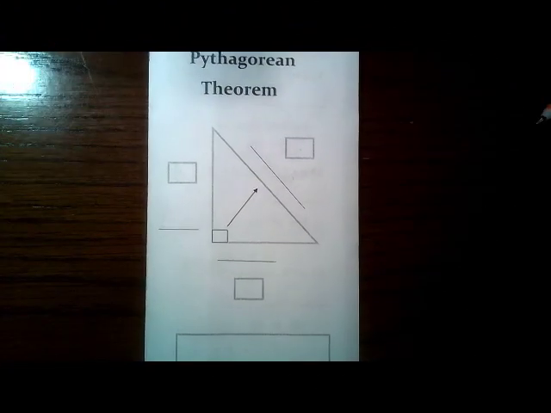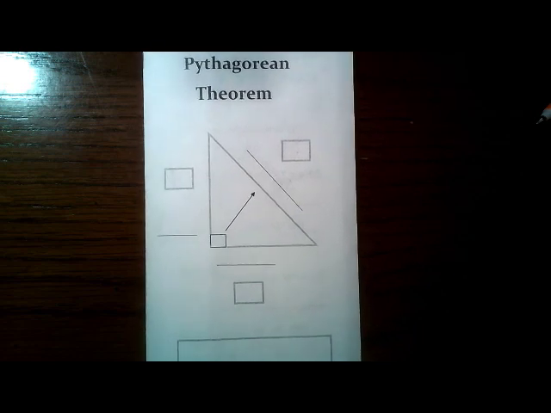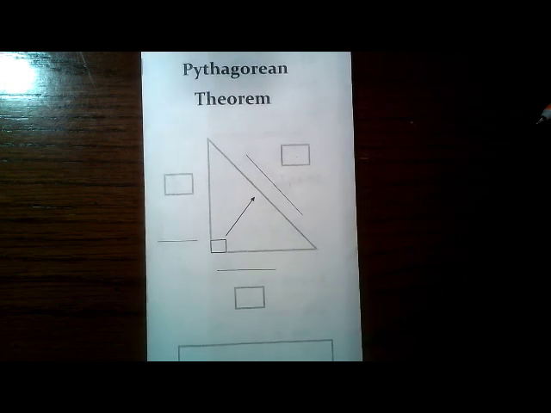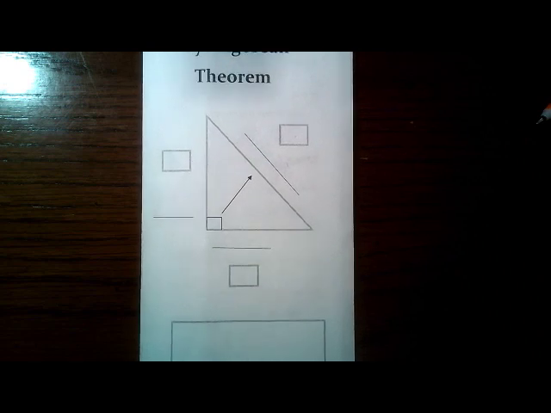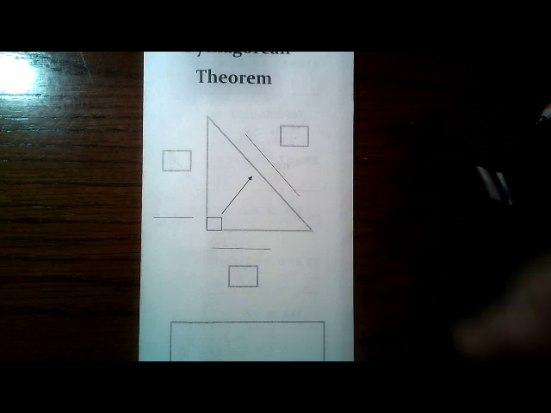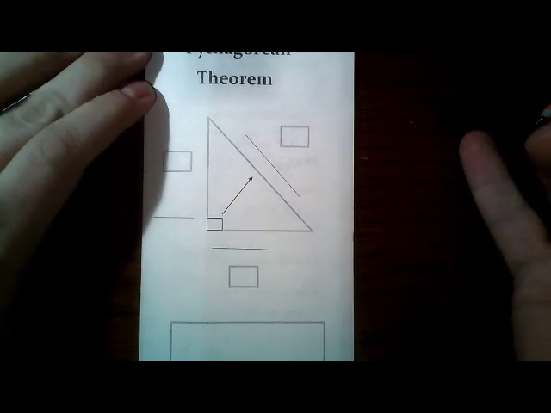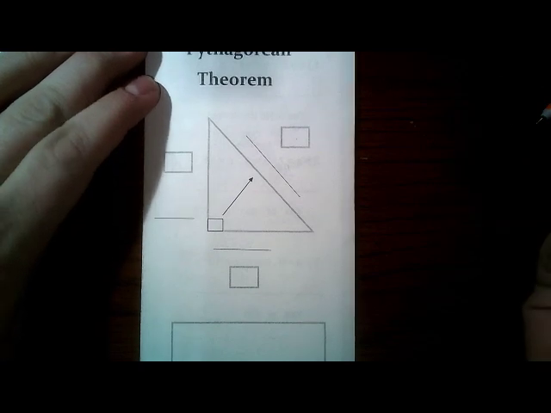Taking a look at the front of our foldable, once we've folded it into a pamphlet, we have the Pythagorean Theorem with this fill-in-the-blank triangle. What we're going to do is fill these in with the vocab that we just learned. In general, when you have a right triangle, they're usually going to use the letters A, B, and C to denote the sides.